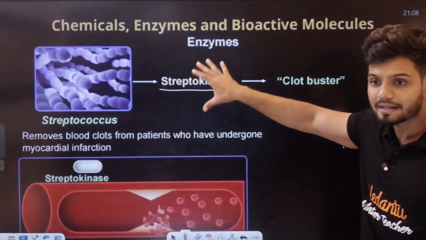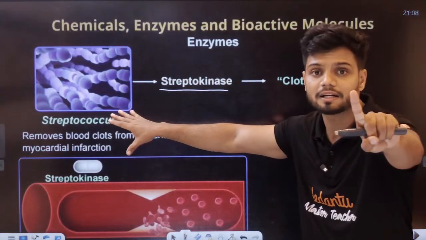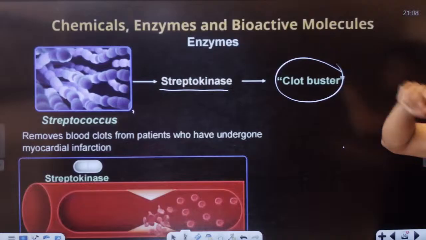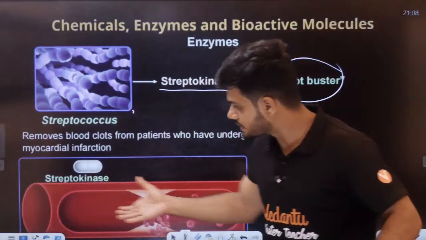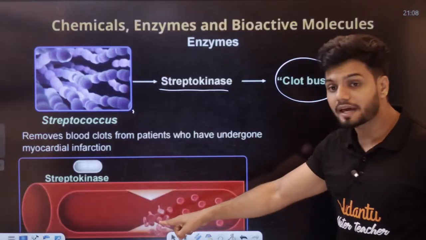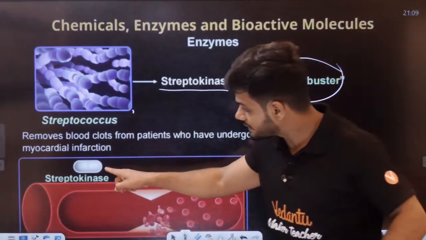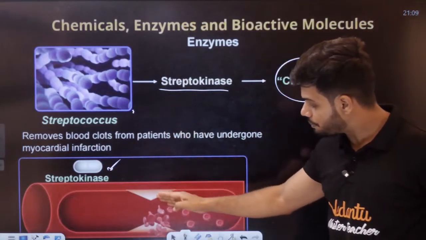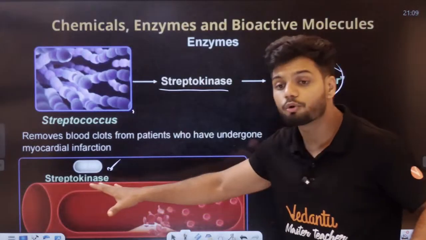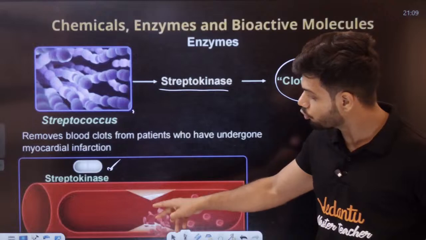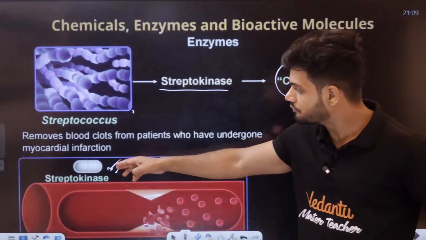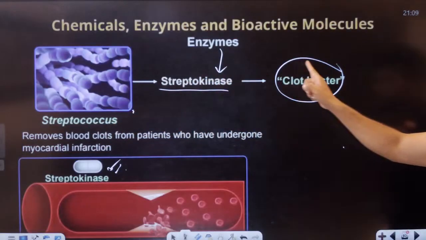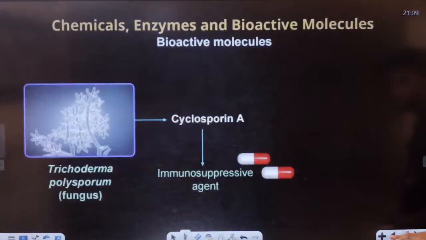streptokinase? Streptokinase is obtained from Streptococcus. Please remember that. Now, what is the main function of streptokinase? Streptokinase is a clot buster. If this is a blood vessel, and there is a blockage like this in the blood vessel, if you take a tablet of streptokinase, this tablet will break open the blockage and the blood flow can happen very easily. So this blockage can be removed by streptokinase. It is obtained from Streptococcus. So the Streptococcus enzyme is the streptokinase clot buster. Okay. Now students, next one.